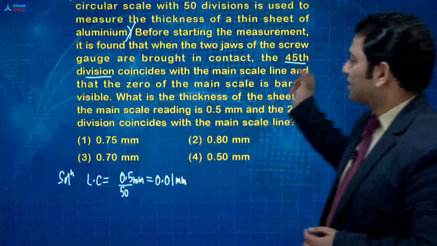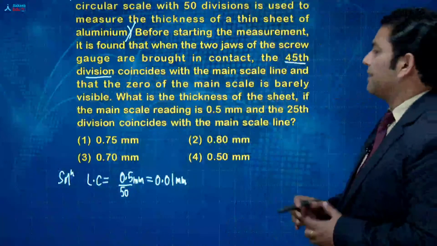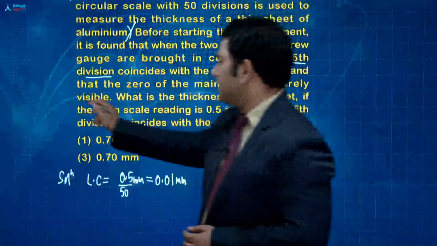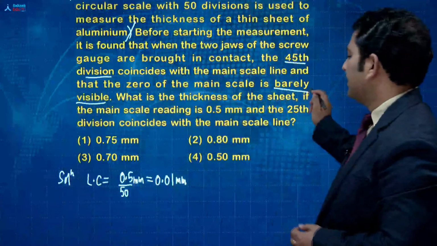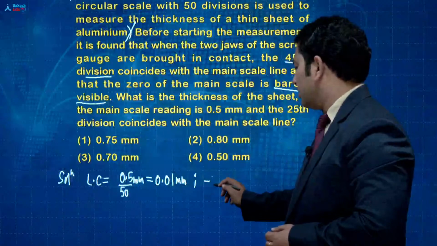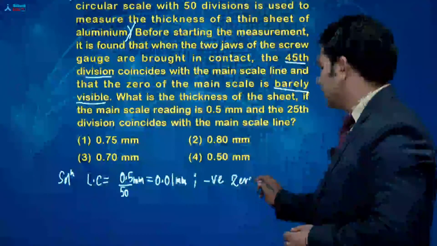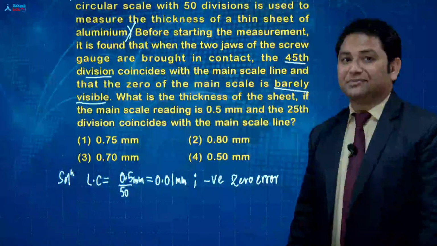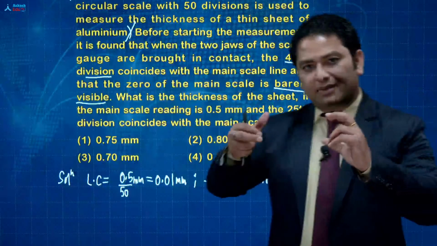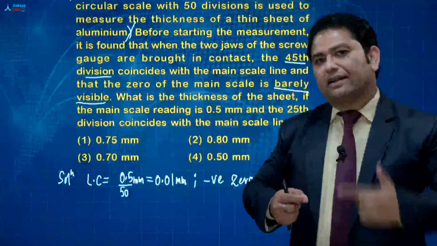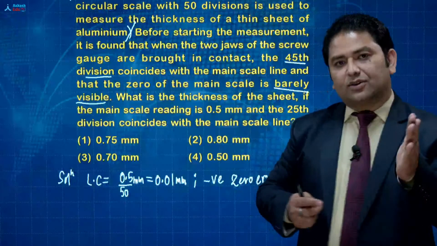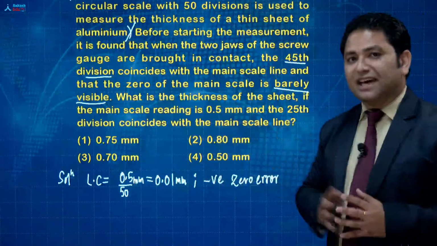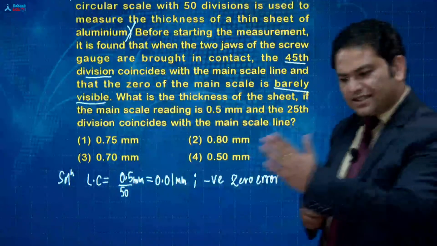और क्या है? The 45th division coincides with the main scale line and the zero of the main scale is barely visible, यानी दिख नहीं रहा है. So it's a clear case of negative zero error. इतना कस दिया हमने, the zero of the main scale that is completely hidden. Okay, so it's a case of negative zero error. Now we would be interested in how much is the error. Error की value एक बार निकालते. Just have a simple look.